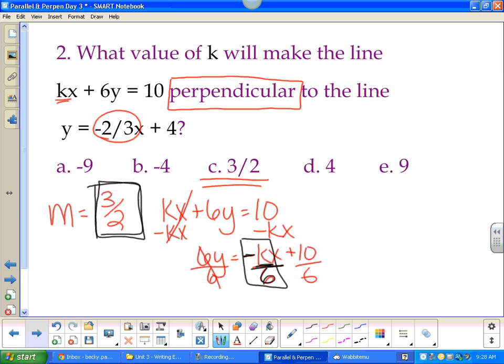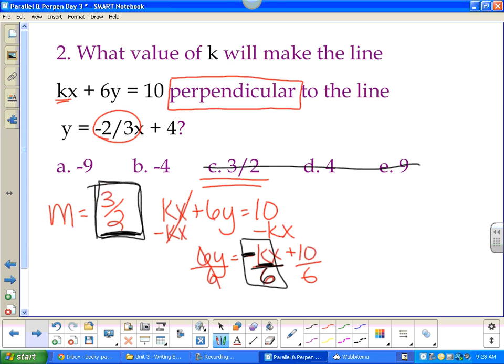Well, let's test it. If I want to end up with a positive answer and I have a negative here, then doesn't k need to be negative so that I'll have a minus, and that'll make it a positive? So I know that all 3 of those are out.